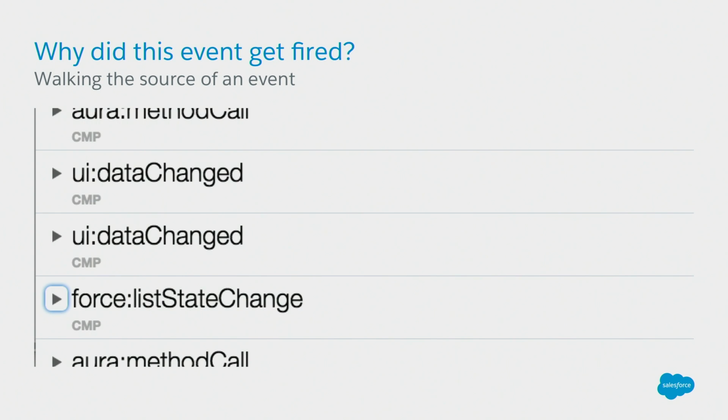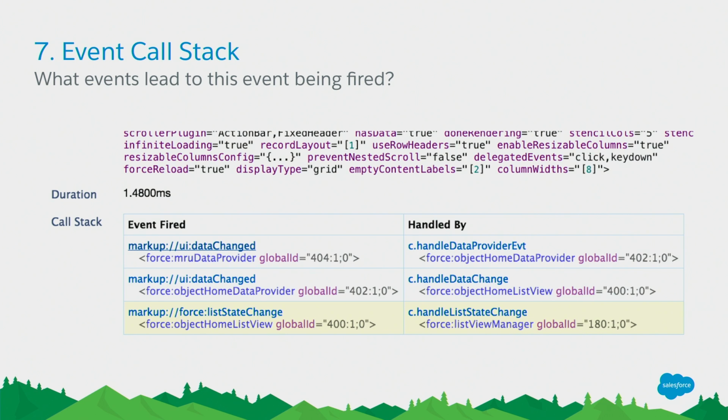And this happened to me a lot when I was pre-inspector. I would hover something or click something, and then something there would change, which I wanted, and then something over here would change completely too, and I'm like, I have no idea why that happens. Now, we have this call stack. You can see exactly why this event got fired, who fired it, and who handled it.